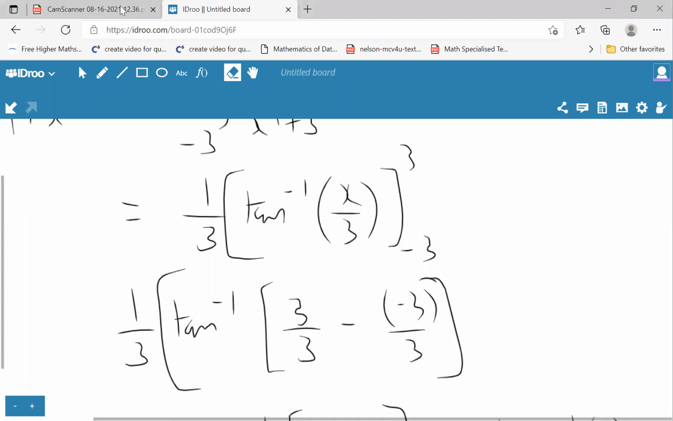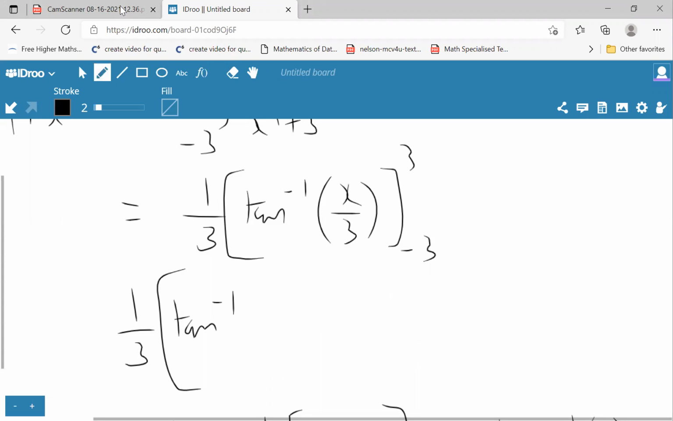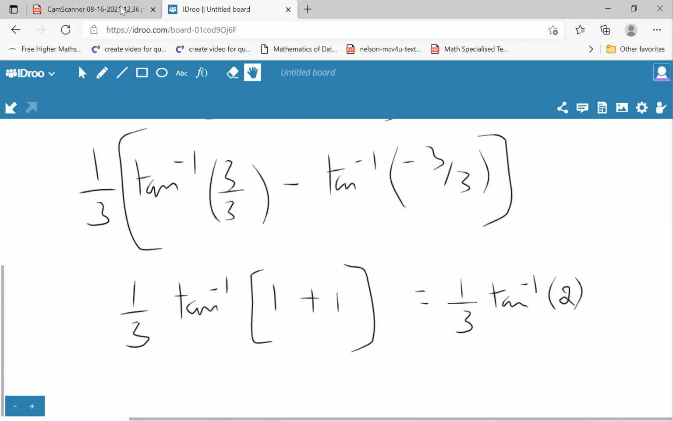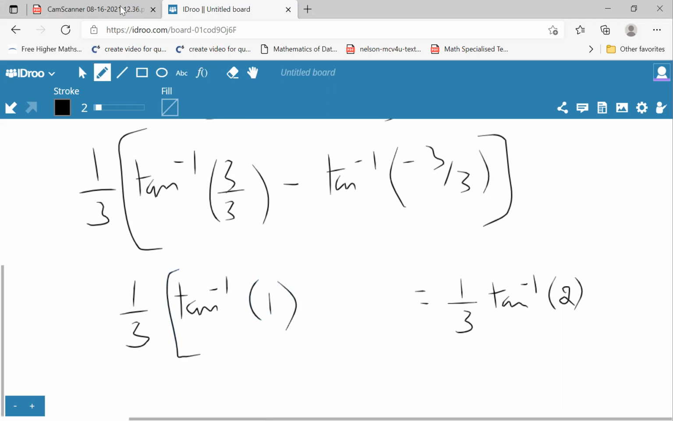Sorry, children, I shouldn't have done this way. I should have taken the whole thing like this. It should have been taken as tan inverse of 3 by 3 minus tan inverse of minus 3 by 3. So don't substitute it directly. Instead, you should take it as tan inverse of 3 by 3. There you have to substitute. You have to take it as separate terms. Now this would become tan inverse of 3 by 3 is nothing but 1 minus tan inverse of minus 1.